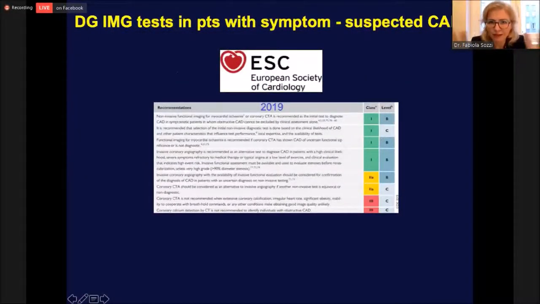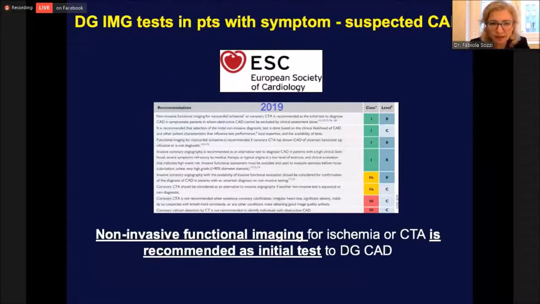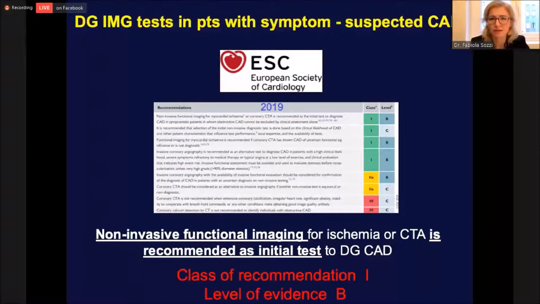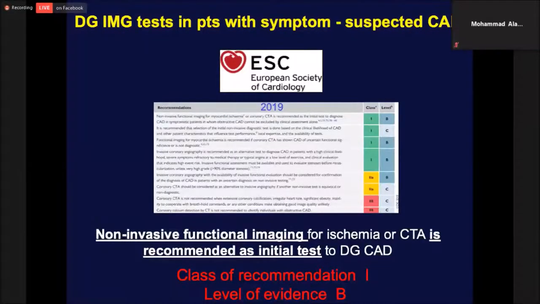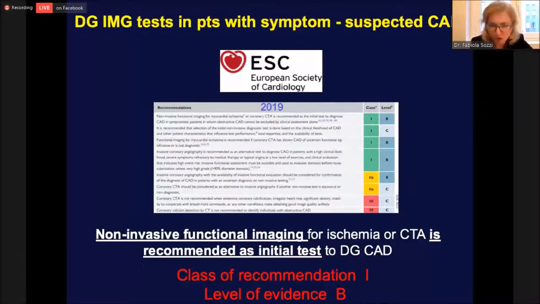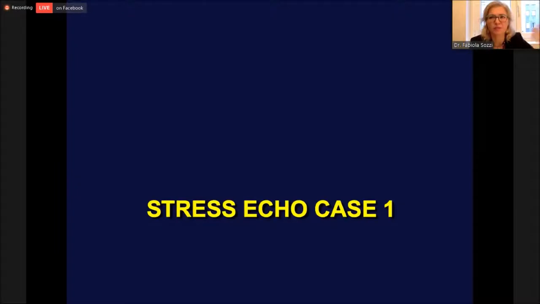So going back to these 2019 guidelines, what do they state? They say, we recommend the use of non-invasive functional imaging tests for ischemia in patients with symptoms and unknown history of coronary artery disease as the initial test. Class of recommendation one, level of evidence B, 1B. So it's something that we have been seeing for 10, 15 years, but it's still the same.